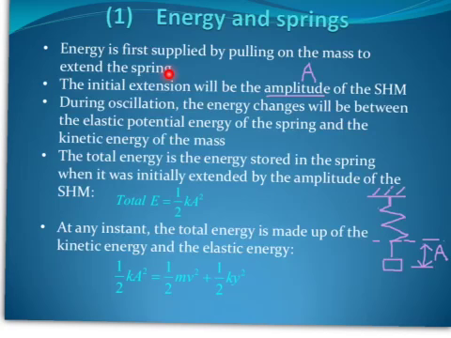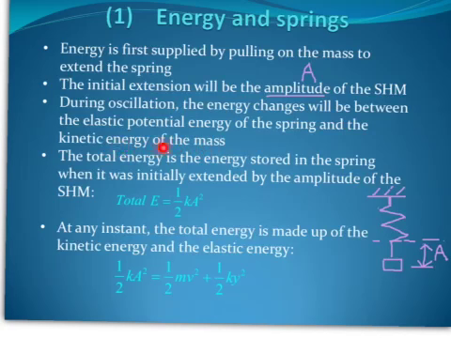So the spring has been extended from this neutral position to here. The initial extension will be the amplitude of the simple harmonic motion. So from there to there, that's the extension, and that becomes the amplitude once the mass starts to oscillate up and down. During oscillation, the energy changes will be between the elastic potential energy of the spring when it's stretched and the kinetic energy of the mass.